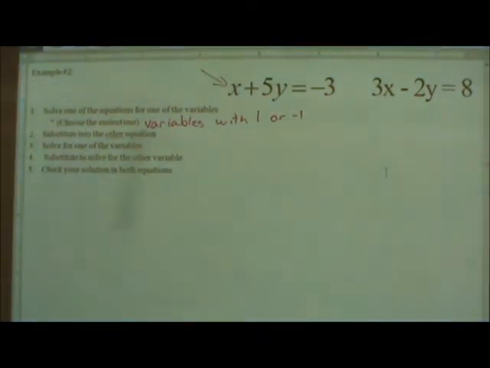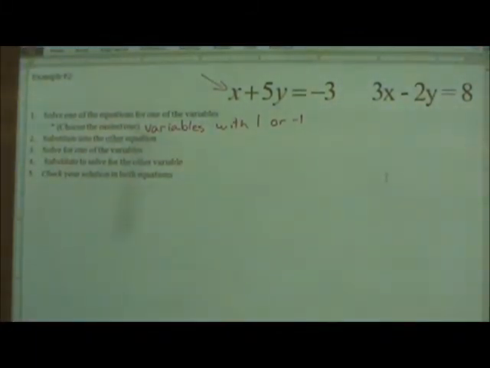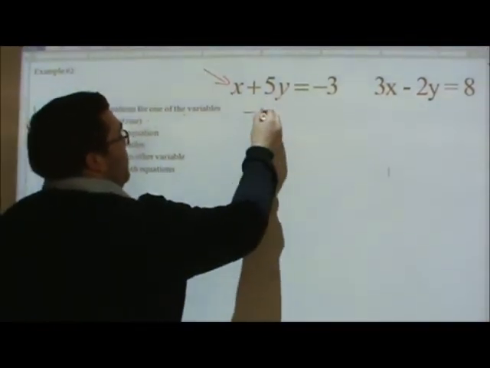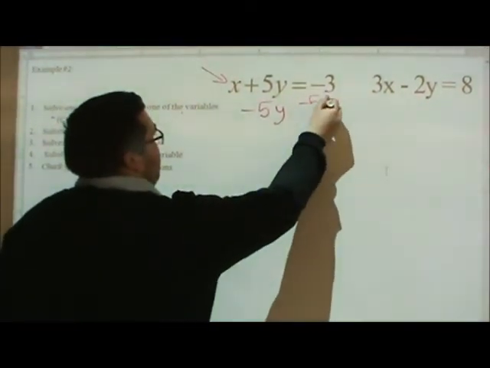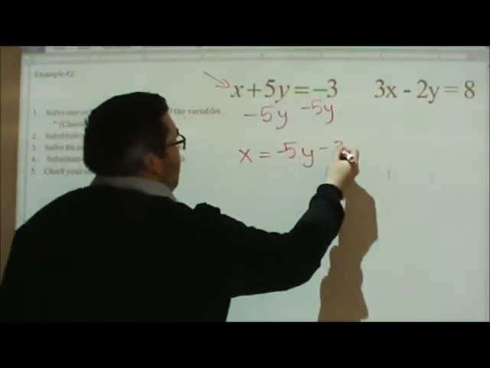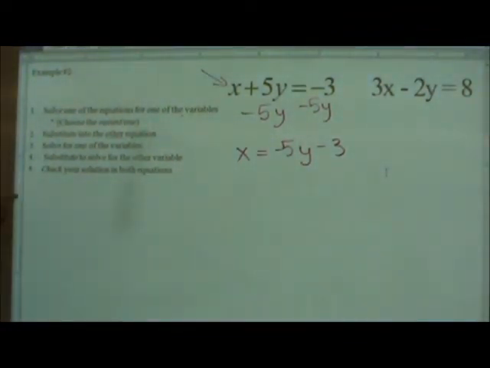So if we solve for x, we've got to get it alone. We'll move the 5y over by subtraction. Let me erase that from my notes. And now, this is no different than the previous problem. We're ready to go to step 2.